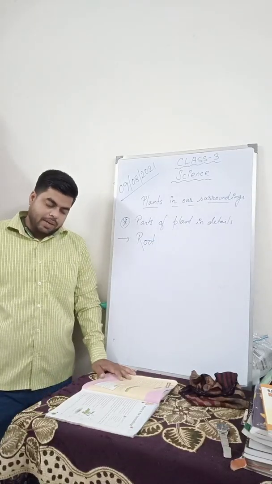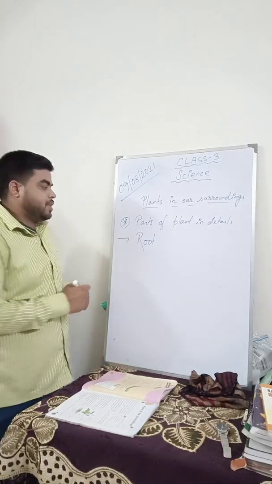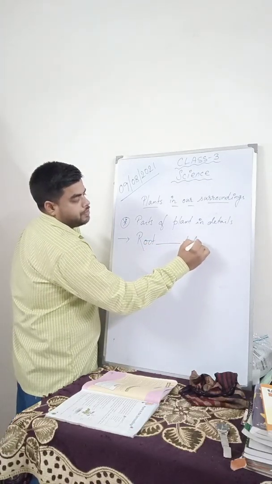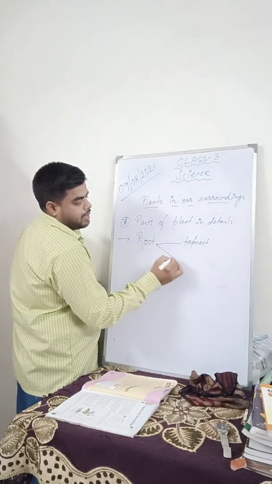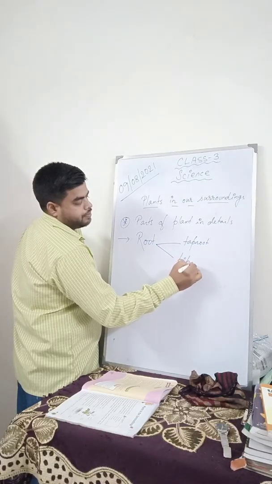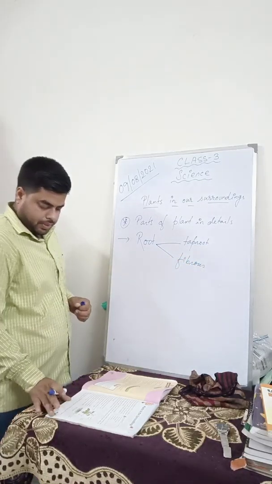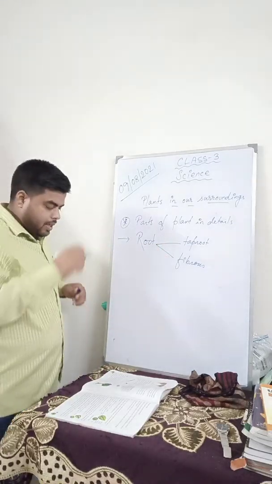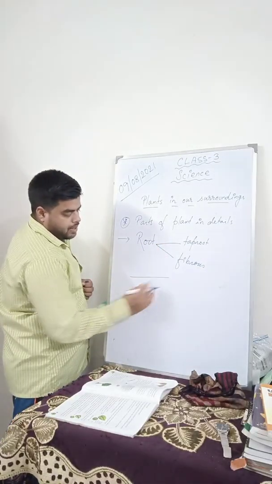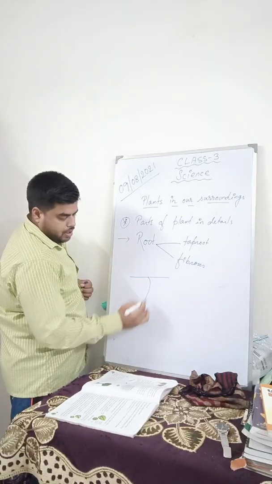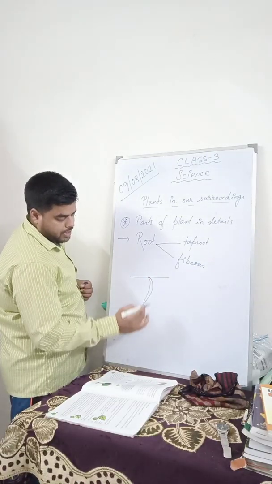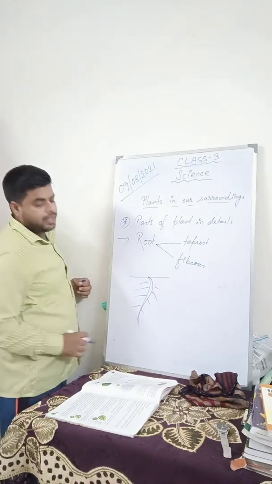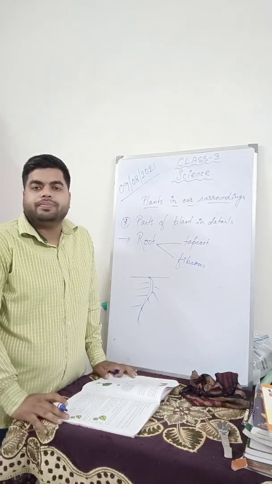Different plants have different types of root. They are mainly two types. One is taproot and the other is fibrous root. Now this taproot is a straight root. Suppose there is a plant and a long straight root grows, and you have very small roots growing from this. This is known as taproot.